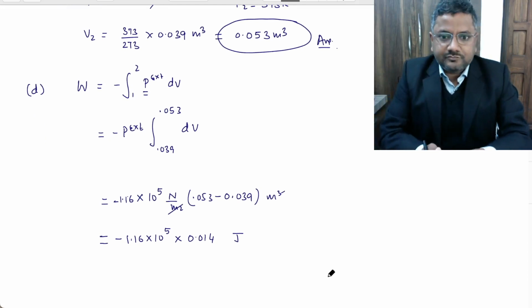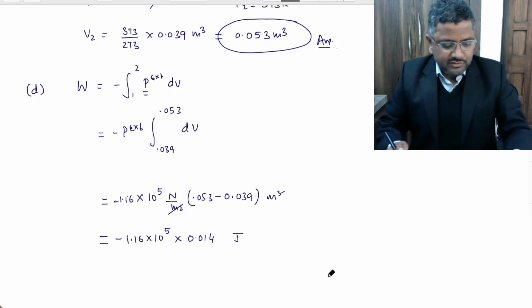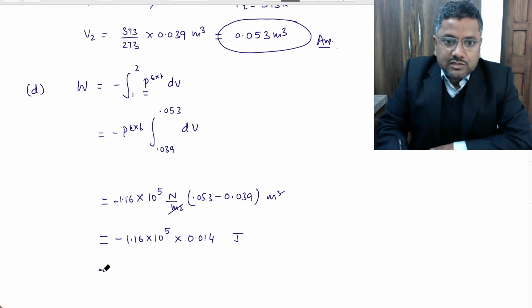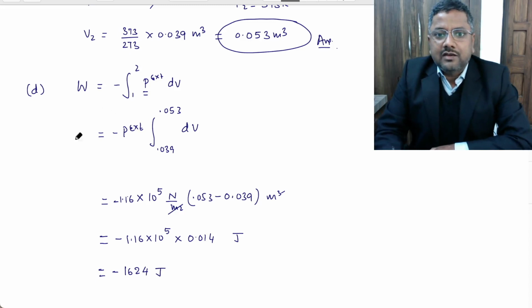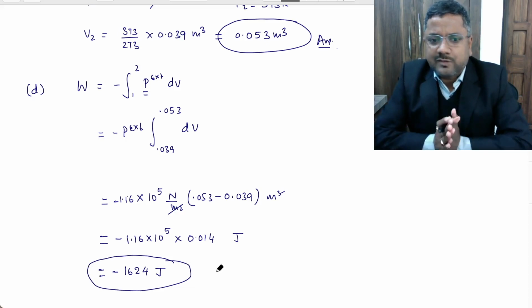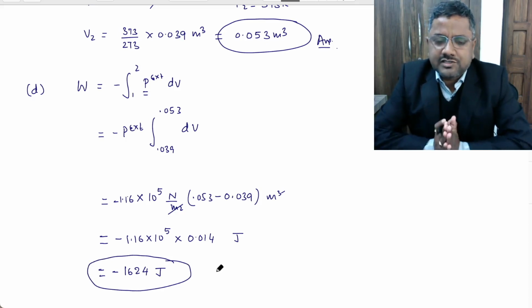Now see, this multiplied by 1.16, this is 1.01624. So you can directly write here 1624 joules, right? So we have calculated W here, work, and see, work here is coming negative. Okay, it is true because of expansion. If expansion, work is negative, energy of the system will go down.